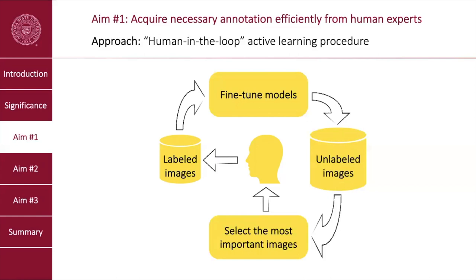And after fine-tuning, we can also get the prediction from the unlabeled images and select the most important image and feed it back to the human expert. So this is a loop. That's what we call human in the loop, okay? And the key challenge in this procedure is how to select the most important images.